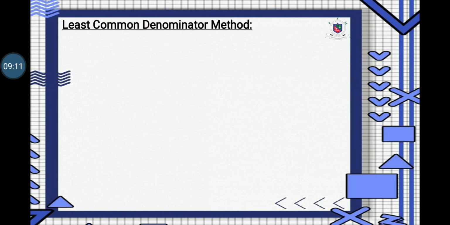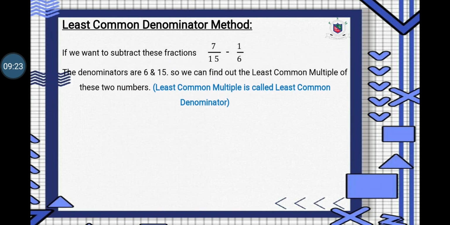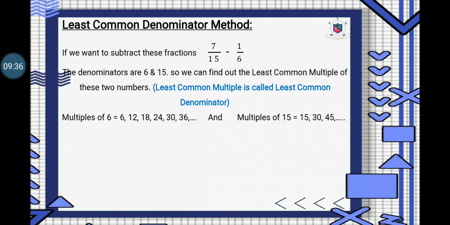The second method is the least common denominator method. For example, if we want to subtract these fractions, 7 upon 15 minus 1 upon 6, the denominators are 6 and 15. So we can take the LCM, or you can say it as the lowest common denominator. You can use the division method, or you can use the listing method.